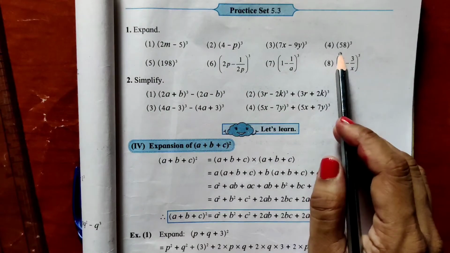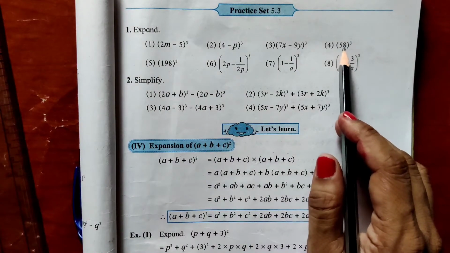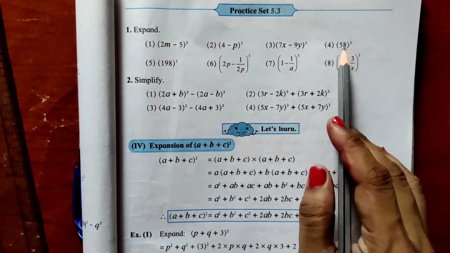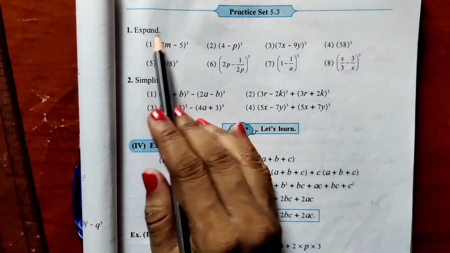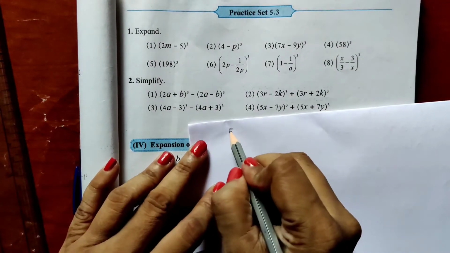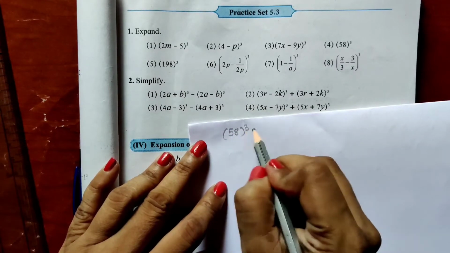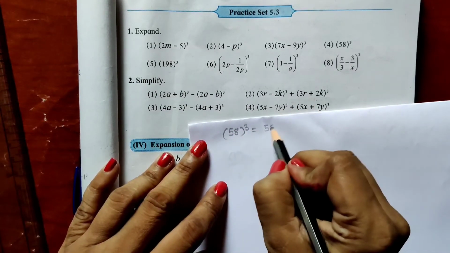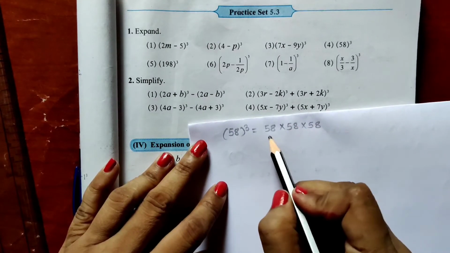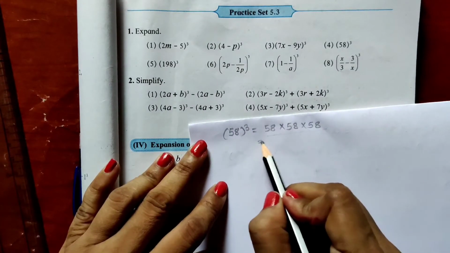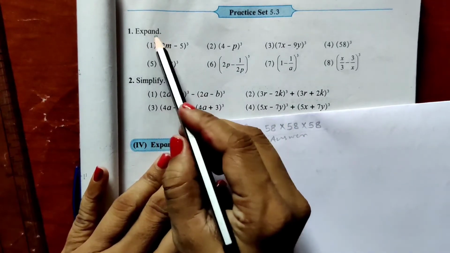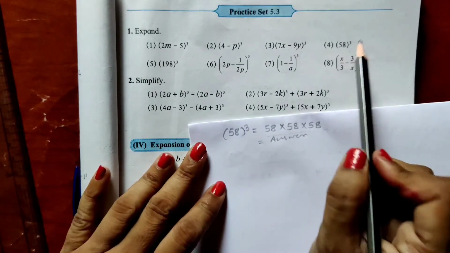Now see this fourth sum. Only one number is there, a constant, 58 cube, and we have to expand. If expand was not in the question, we would have done this sum as 58 multiplied by 58 multiplied by 58, multiplied all of them and written the answer. But here we have to expand. Expand means we have to apply the formula.